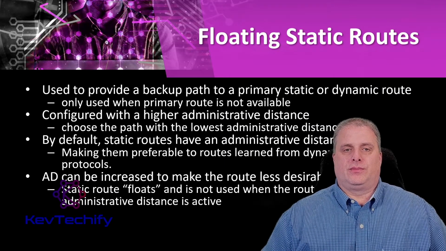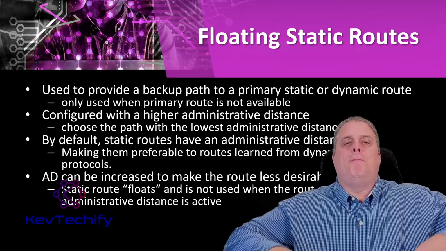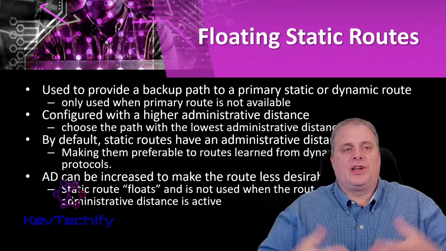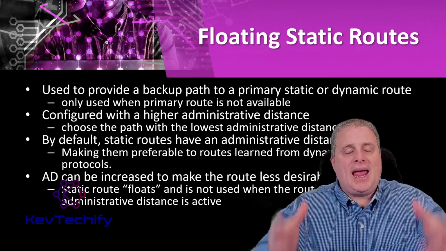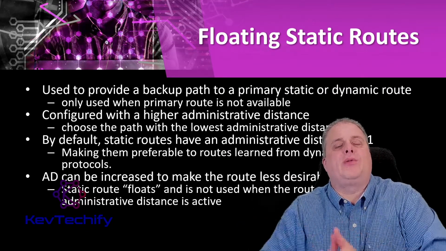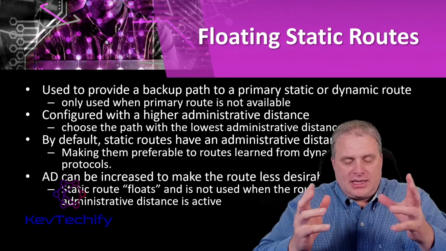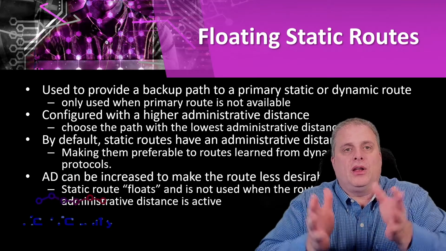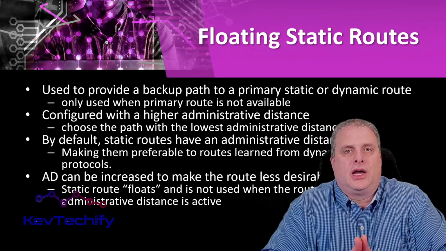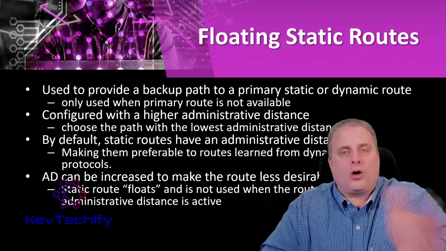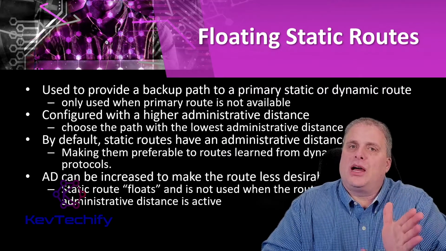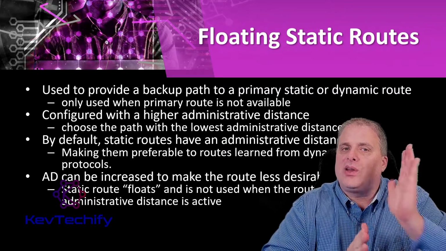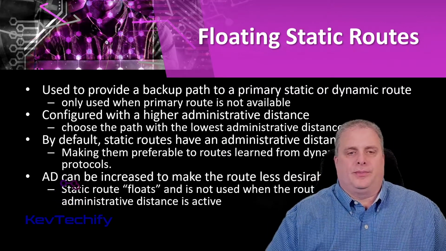A floating static route is used to provide a backup path to your primary static routes or your dynamic routes. It's a path that's there in case your main route fails. With a dynamic routing protocol, it keeps track of that, but in this case you're using static routes. You have one static route that you always want to use, but in case that one goes down, you have a second static route. And so when the primary static route isn't available, it's going to take over.